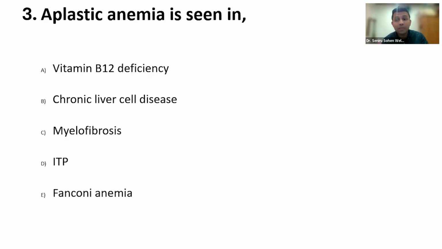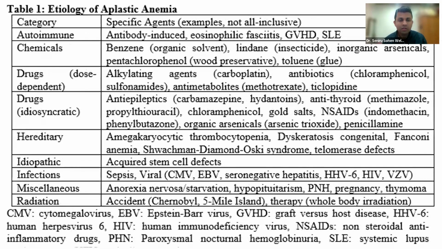Aplastic anemia is a common cause of pancytopenia. There are other causes of pancytopenia, but not all causes of pancytopenia are due to aplastic anemia. So we'll see what aplastic anemia is.